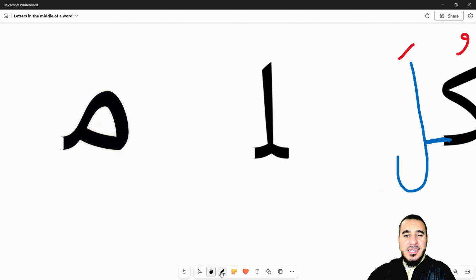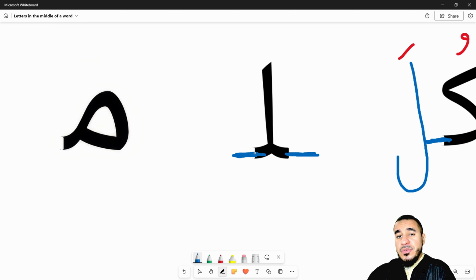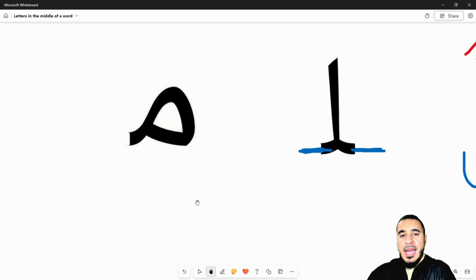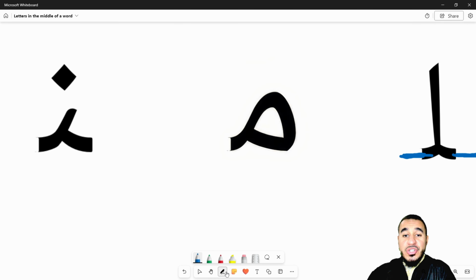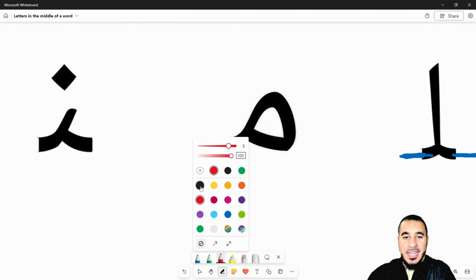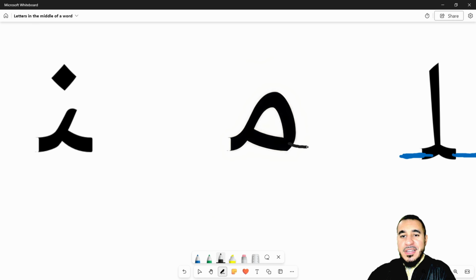Okay? And then we've got the lam. So the lam here, it just adds another tail to the beginning of it so that it can attach to the letter before it. And of course, it's still got the tail at the end, so it can physically attach to the letter after it. Okay? And the meem should actually have a tail that goes before it. Okay? So there should be this little tail that comes at the start, okay?